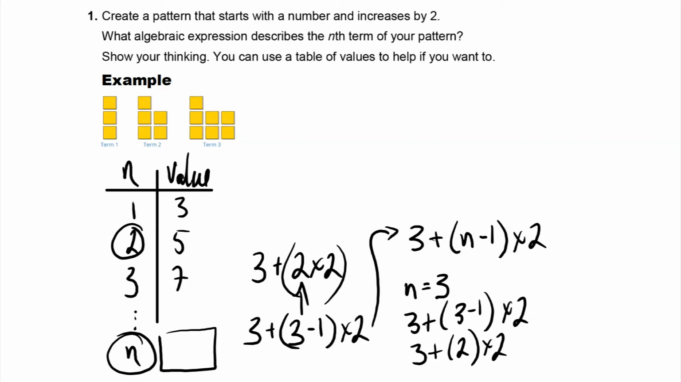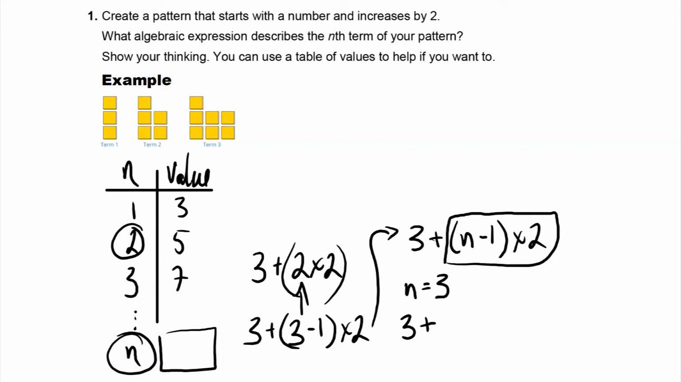So we know that's giving us the correct answer. Now if we want it to be just in terms of n, we have 3 plus n minus 1 in brackets times 2. When we know the value of n, we do the work in the brackets first, but when we don't know the value of n, we can multiply it by the 2.